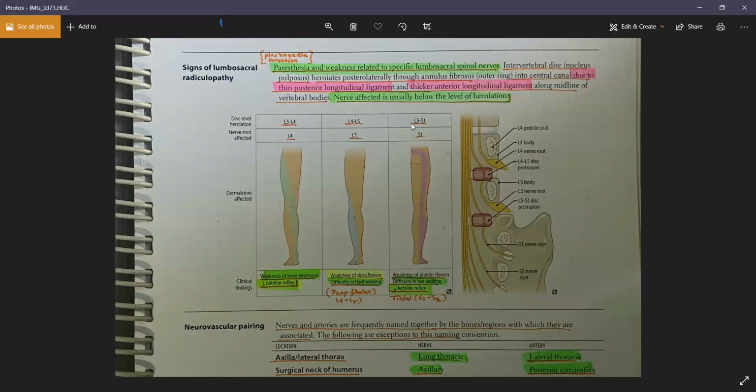Similarly, if the disc between the L5 and the S1 is herniated, in that case the S1 will be damaged first. And the S1, you guys know, supplies the posterior region toward the Achilles tendon. As a result, you will have a loss of the Achilles reflex. You will have difficulty in toe walking, right? Because this posterior part is supplied by the S1 and S2. Is that okay? Yes.